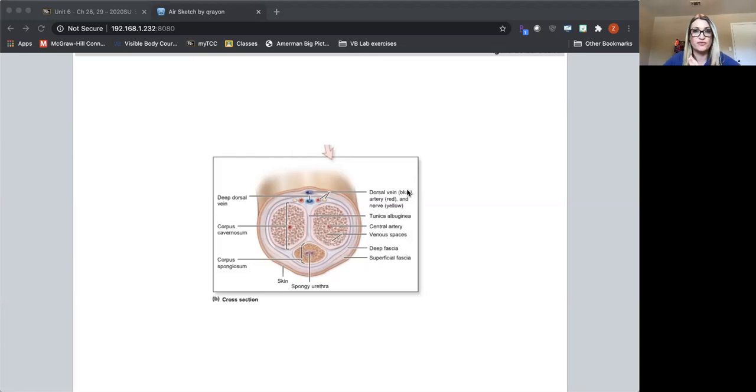So as you vasodilate the vessels, more blood can come in, faster as well. So that's the excitement phase in males. It's basically just filling these spaces with blood. Then is the orgasm.